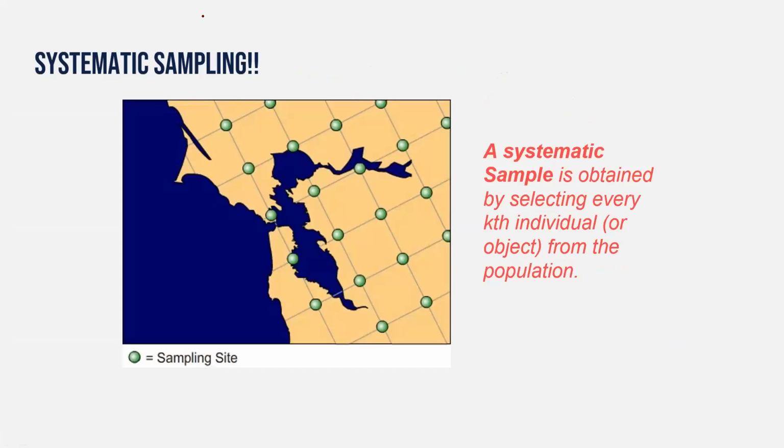Our final method is systematic sampling. A systematic sample is obtained by selecting every kth individual or object in a population. So imagine you have all the people in your population lined up.